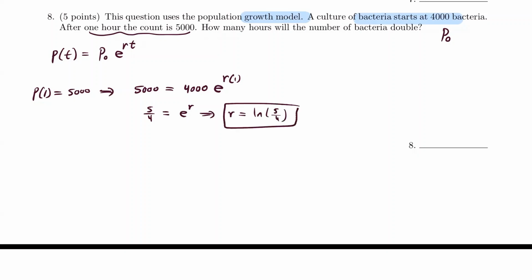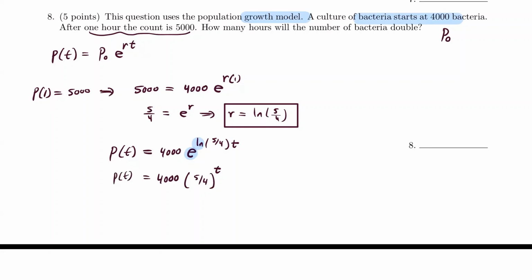Now, once you figure out r, let's figure out the model. So then our P of t, the amount at any given time t, is equal to the initial amount, which is 4,000 times e to the r, that's ln of 5 over 4 times t. Now, every time you have ln and e next to each other like this, using one of the properties, you can simplify them. This can be simplified as 4,000 times 5 over 4 to the power t. So the t still remains as an exponent. So this is the simplified model we can use.